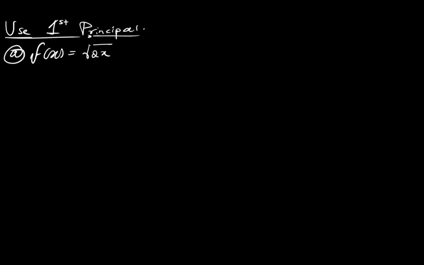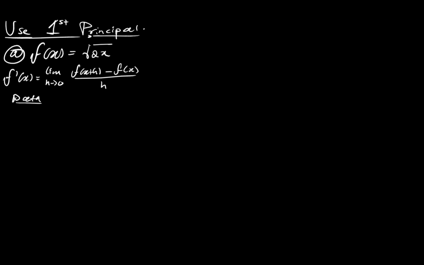Whenever we're trying to apply the first principle, we're supposed to use the equation. Since we're looking for the derivative, we'll say f prime of x is equal to the limit as h approaches 0 of f of x plus h minus f of x over h. Once we write this first principle equation, we'll collect data.